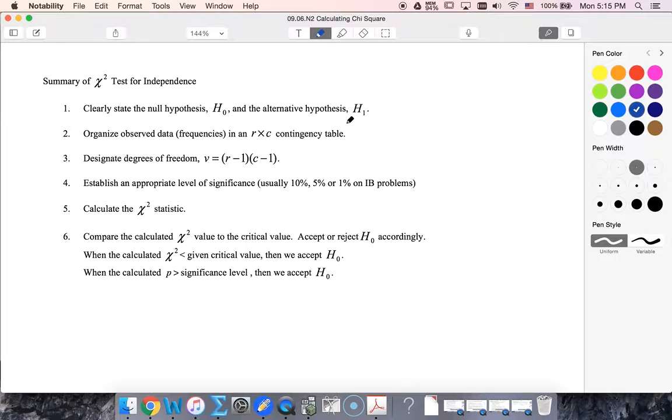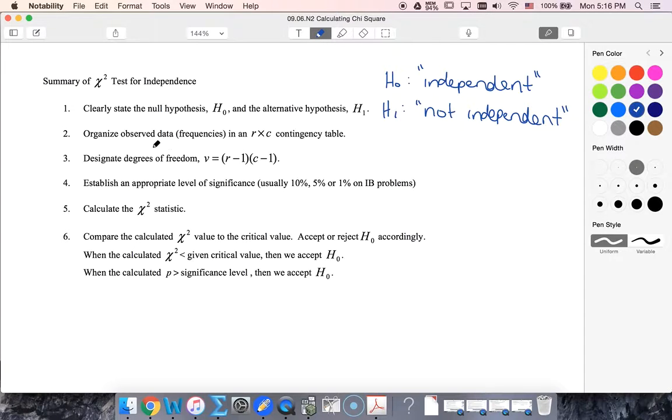Right, so now I'm going to summarize chi-squared for you. The first step is always to clearly state our null hypothesis. Our null hypothesis will include the word independent, and then the alternative hypothesis includes not independent. We actually write these out in words and we use sentences. We have to show H0 and H1.